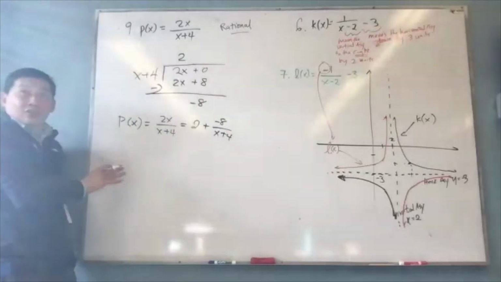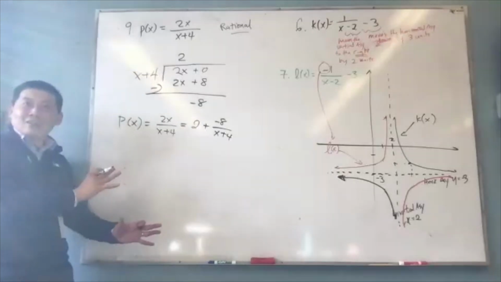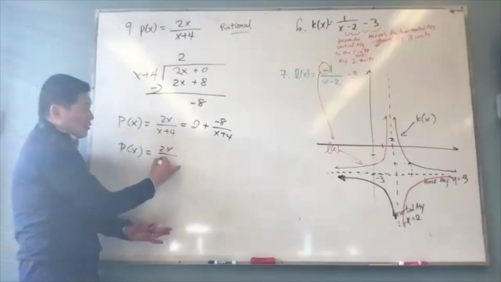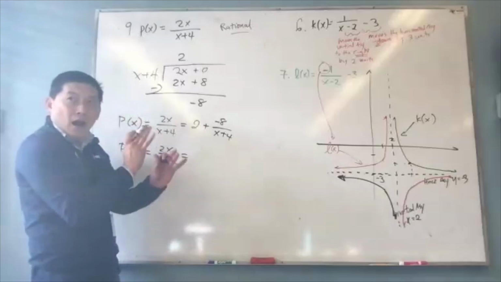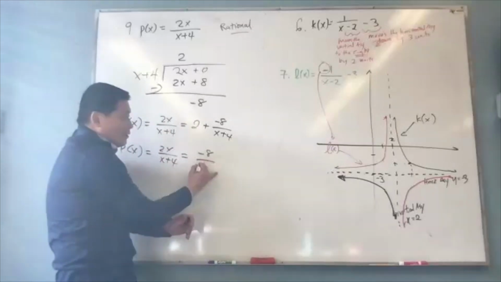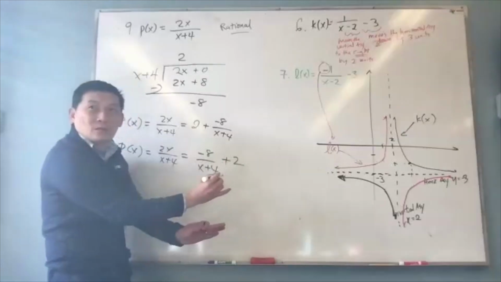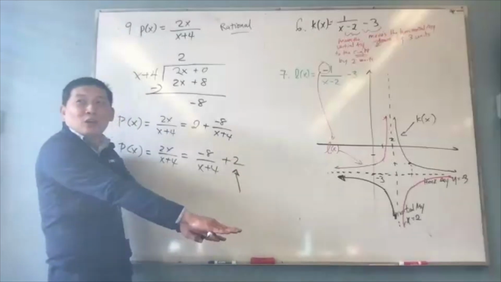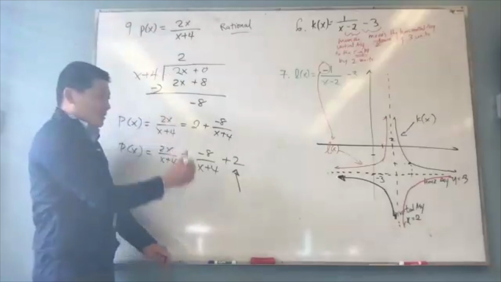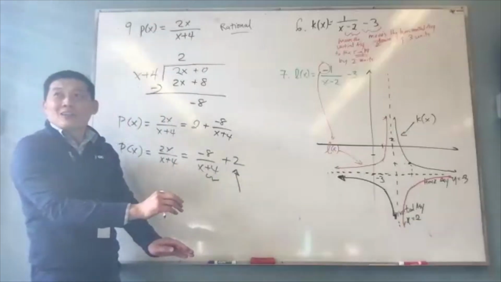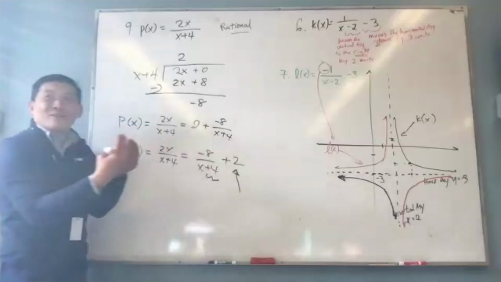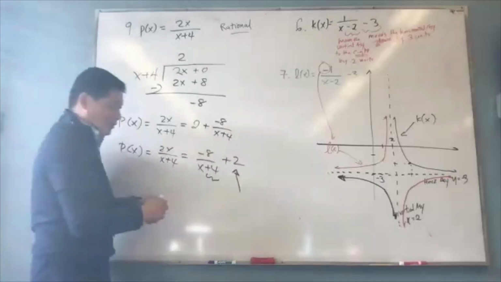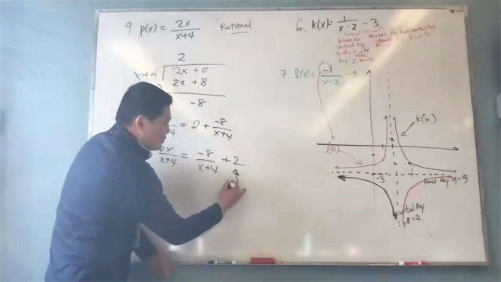Okay, take a look at this. Do you see it? I'm so excited, right? Do you see it? P of x equal to 2x over x plus 4 can be looked at as negative 8 over x plus 4 plus 2. What does this 2 do to the graph? Move the horizontal asymptote up 2 units. What is this positive 4? Move to the left 4 units. Okay. I love that. Do you see it?